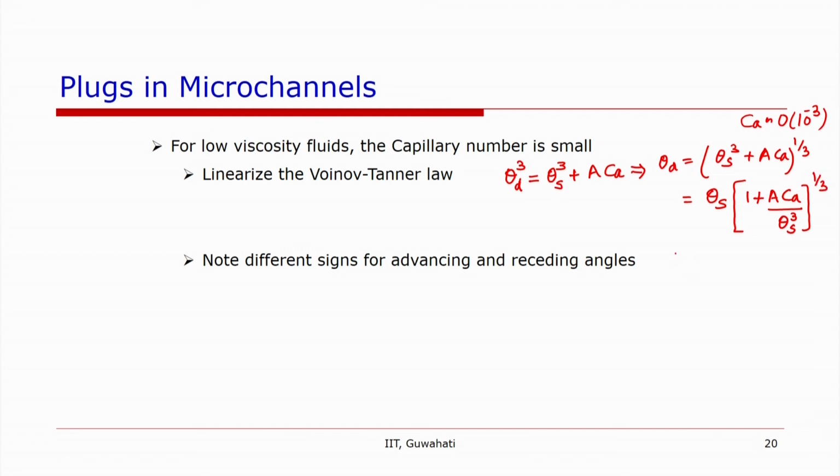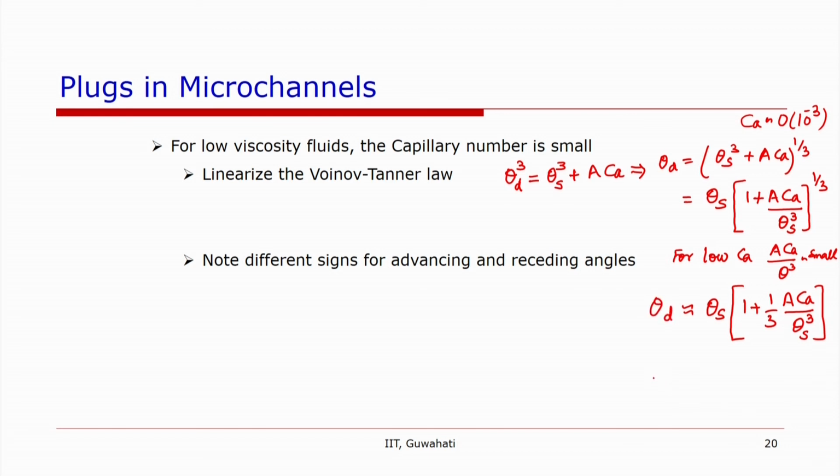Now we can approximate for low Ca. We can suggest that A Ca over theta s cubed will be small, so we can write this as theta s into (1 plus 1 by 3 A Ca over theta s cubed), or we can have theta d is equal to theta s plus 1 by 3 A Ca over theta s squared. So that is the linearized version.